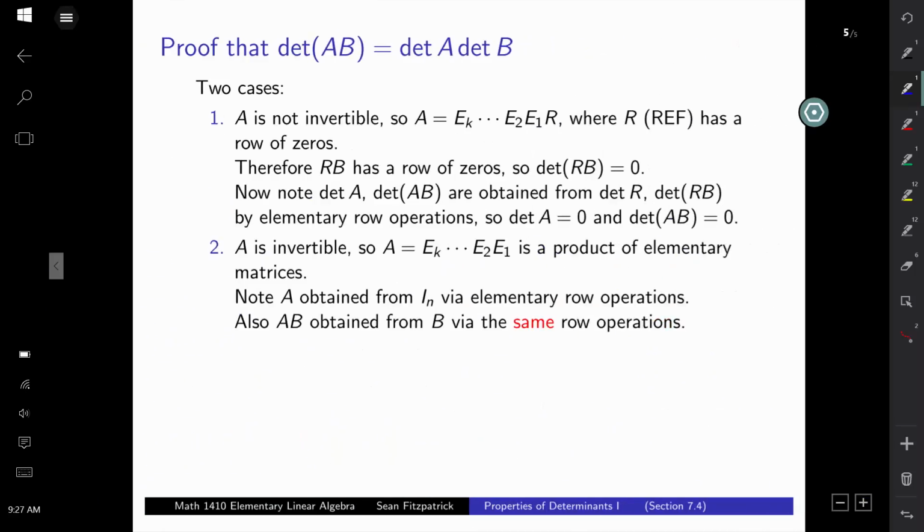Why does it work in general? Well, the argument is using elementary matrices, okay? We look at two cases depending on whether or not A is invertible, okay? And we'll get one other result for free here, which is that the determinant of a non-invertible matrix is 0. If A is not invertible, the determinant of A must be 0. All right? Why is that?